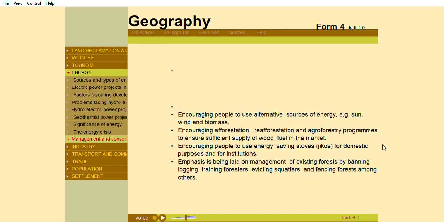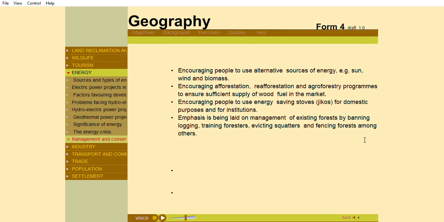The Kenyan government has also taken several measures to conserve energy, including the following: encouraging people to use alternative sources of energy, for example, sun, wind, and biogas; encouraging afforestation, reforestation, and agroforestry programs to ensure sufficient supply of wood fuel in the market; encouraging people to use energy-saving stoves or jikos for domestic purposes and for institutions. Emphasis is being laid on management of existing forests by banning logging, training foresters, evicting squatters, and fencing forests, among others.